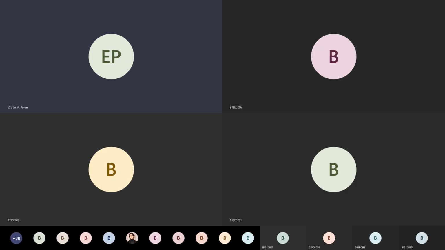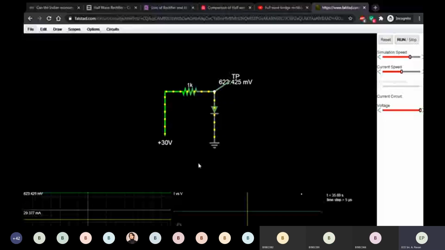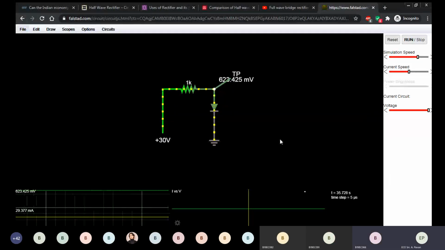Is it visible to you now? Yes, sir. What exactly is there? What do you see? Circuit, sir. Right. Have you seen this circuit earlier? Yes, sir.